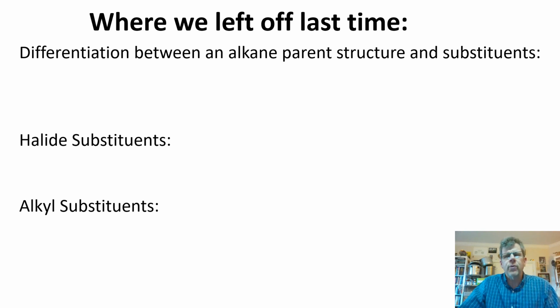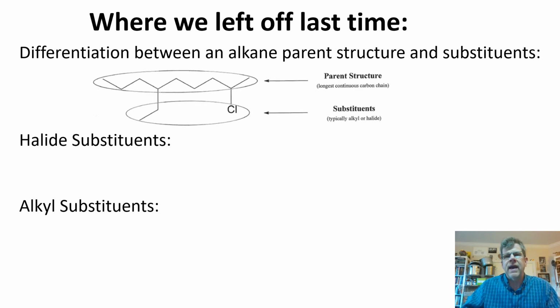So we are poised right now to go directly into the nomenclature of alkanes, but just as a little review, where we left off last time, as we moved into this idea of alkane nomenclature, we had to separate the idea of the parent structure and substituents, and we named a number of parent structures as well as a number of substituents. There were either alkyl substituents or halide substituents. Halide substituents were fairly straightforward.